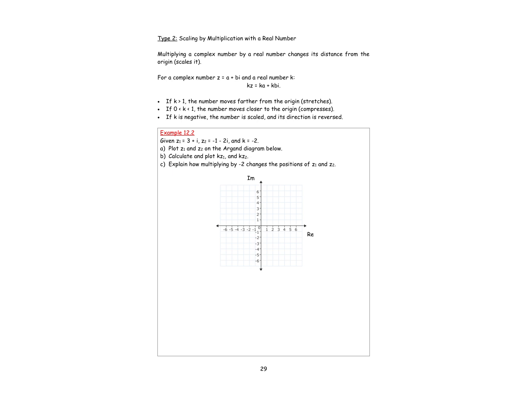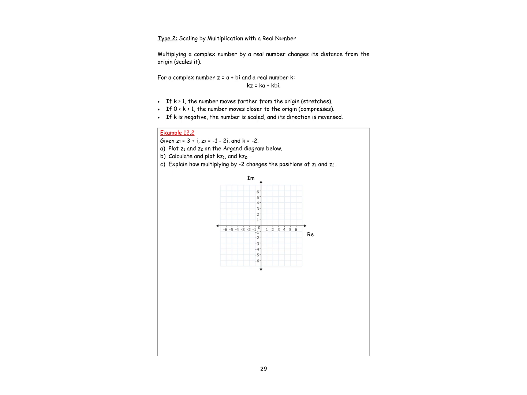And there's 3 important factors. So if k is greater than 1, the number moves further away from the origin, so it stretches or it gets longer, so its modulus gets bigger. And if k is between 0 and 1, the number moves closer to the origin, so basically its modulus gets smaller. Now, if k is negative, the number is scaled but in the opposite direction, so it's reversed. So it goes out but in the opposite direction from if it is positive. Again, as always, it's best explained by an example.